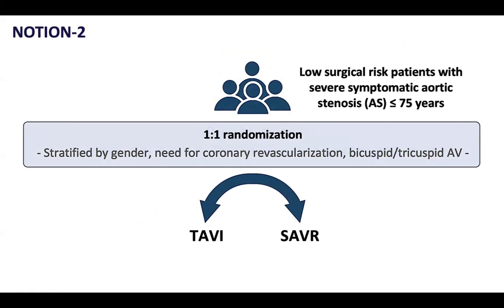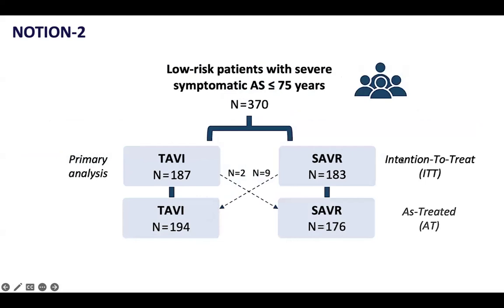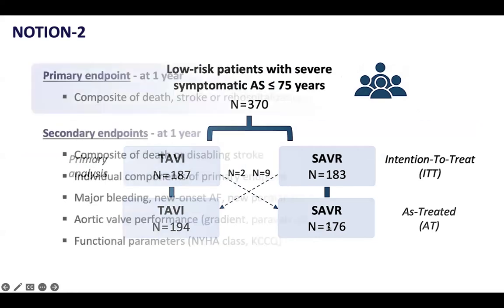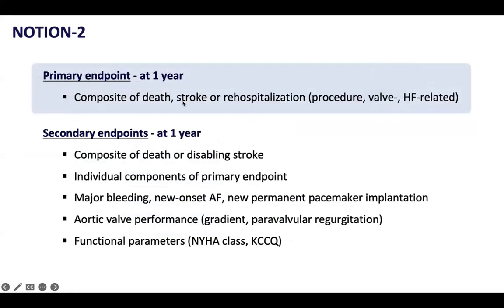Very quickly, this was a trial conducted in Northern Europe in young, low-risk patients: 75 years or younger, with severe symptomatic aortic stenosis and a low surgical risk, an STS score below 4, the average was even 1.1. These patients were randomized 1-to-1 to TAVI versus surgery. We also allowed bicuspid cases. It was a relatively small trial with around 400 patients, 200 in both arms. The primary endpoint was death, stroke, or re-hospitalization at 1 year, with a couple of secondary endpoints.